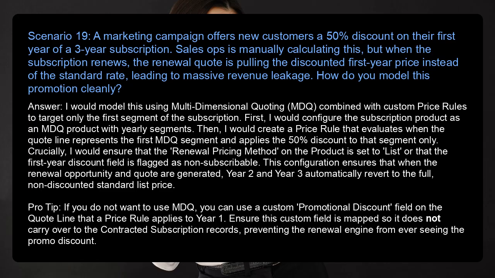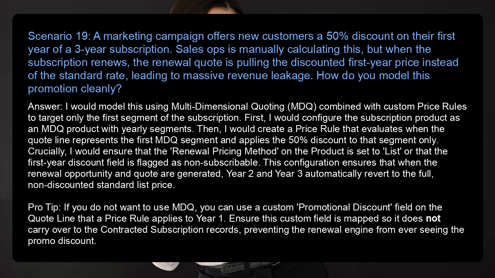Answer: I would model this using multi-dimensional quoting (MDQ) combined with custom price rules to target only the first segment of the subscription. First, I would configure the subscription product as an MDQ product with yearly segments. Then, I would create a price rule that evaluates when the quote line represents the first MDQ segment and applies the 50% discount to that segment only.